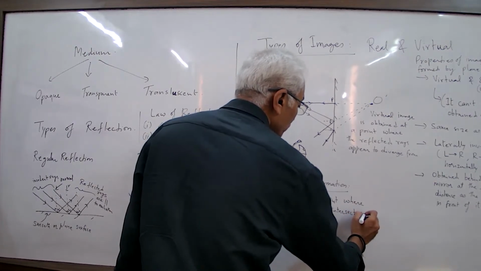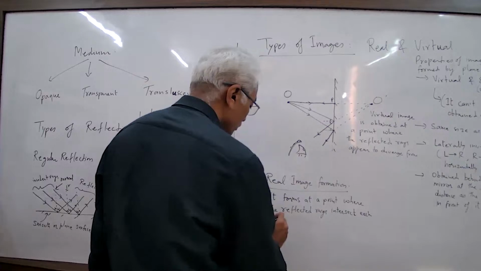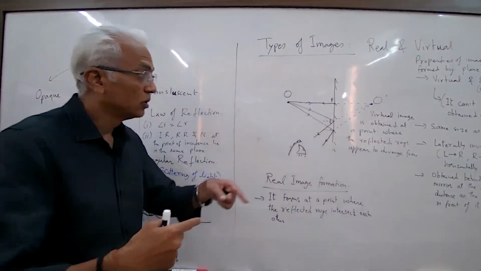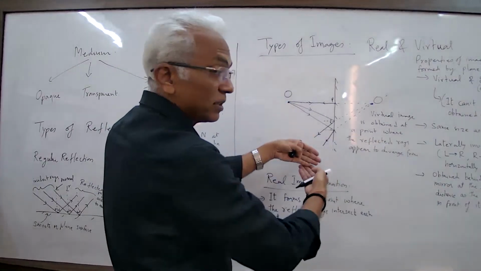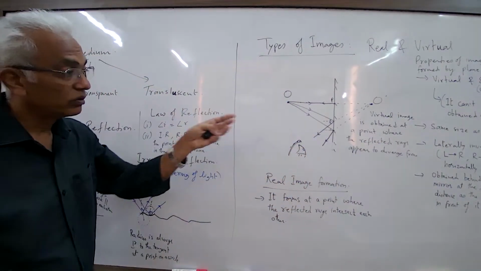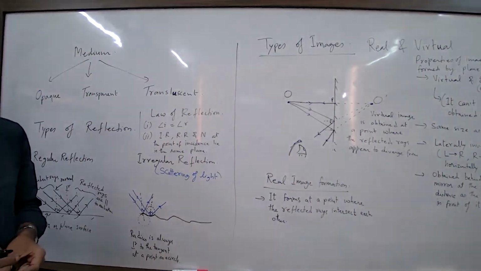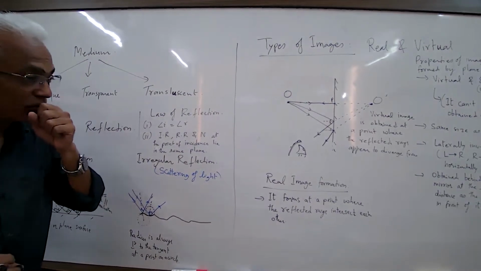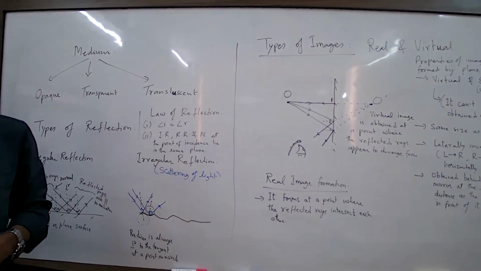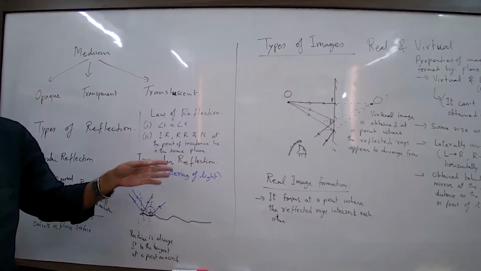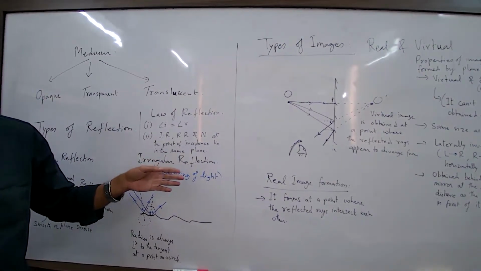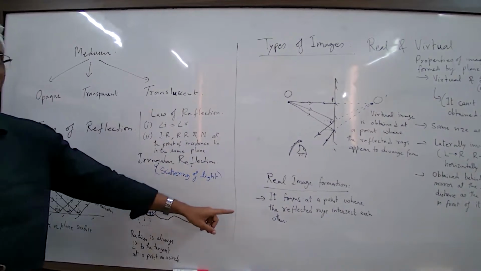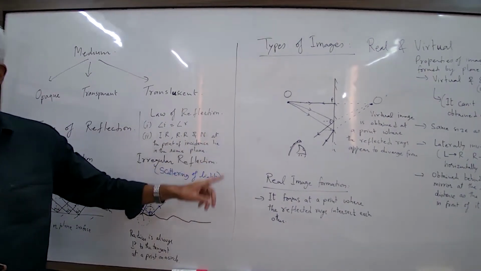Each other. Physically intersect. So now it won't be like this, it will intersect. So what is the example of this? Formation of image by spherical mirror. So we are going to learn. Have you learned about formation of image by spherical mirrors? So far I think only plane mirrors, right? So this we'll see. This is the topic of this chapter.